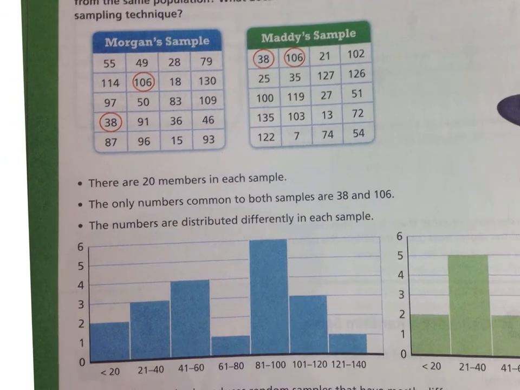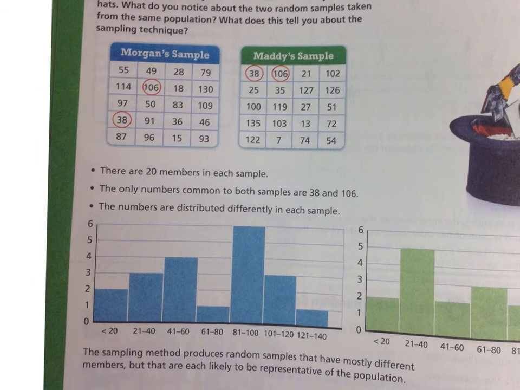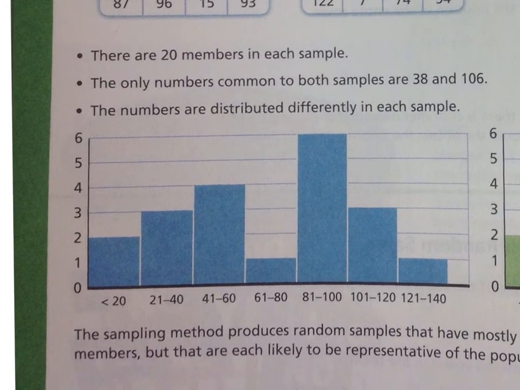What do we mean by that? Well, if we look at Morgan's sample, it has 2 numbers that are less than 20. Notice the bottom of our bar graph tells where our numbers are, and how tall the bar is tells how many numbers are in that group. So less than 20 was 2 for Morgan. From 21 to 40 for Morgan, there were 3. 41 to 60, there were 4, and so on. What was the most common interval of numbers for Morgan? 81 to 100 is the most common, because it's got the highest bar there.